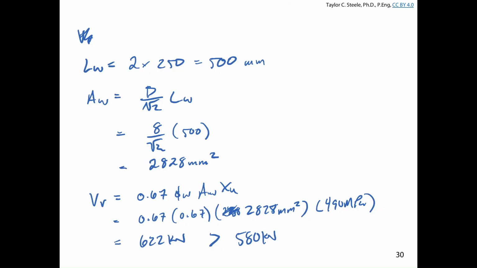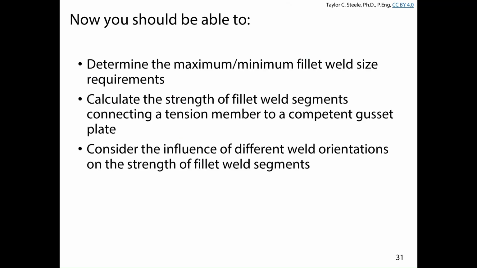Okay, does anyone have any questions about the example, either the first orientation of the welds that we talked about or the second before we wrap things up for the morning? Okay, well now you should be able to determine maximum and minimum fillet weld size requirements. They're tabulated for you. Calculate the strength of fillet weld segments connecting a tension member to a gusset plate, and consider the influence of different weld orientations on the strength of the different weld segments that we might have connecting the brace to the gusset plate.